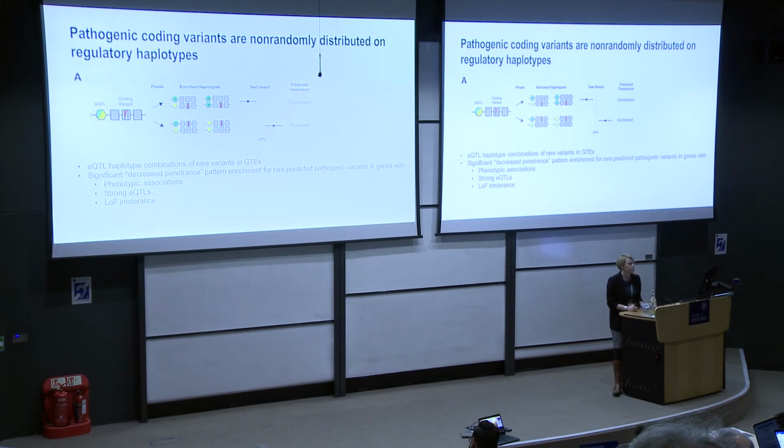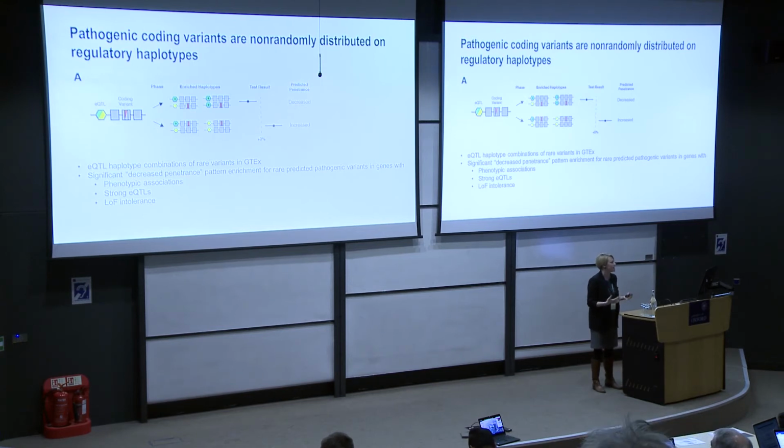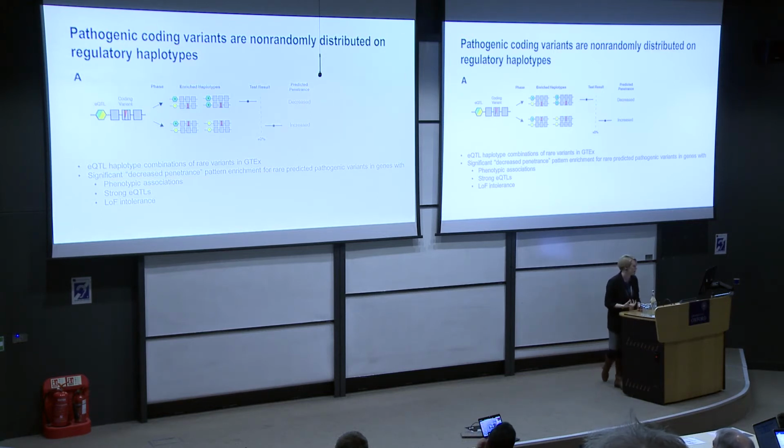So looking into these patterns in GTEx, doing phasing using Illumina reads, both from genome and RNA sequencing data, we see that there is a significant decreased penetrance pattern, an enrichment for rare predicted pathogenic variants, not for controls, in genes that are associated to phenotypes that have particularly strong EQTLs and that seem to be loss of function intolerant, so dosage sensitive genes.